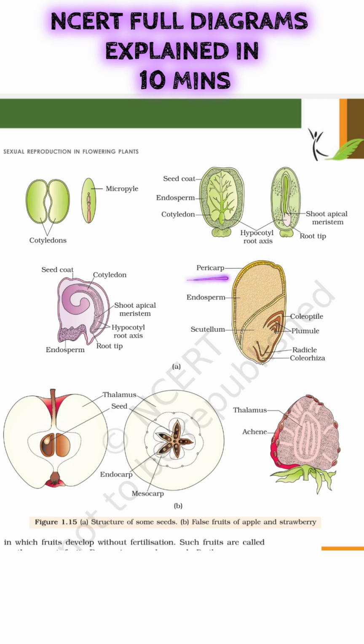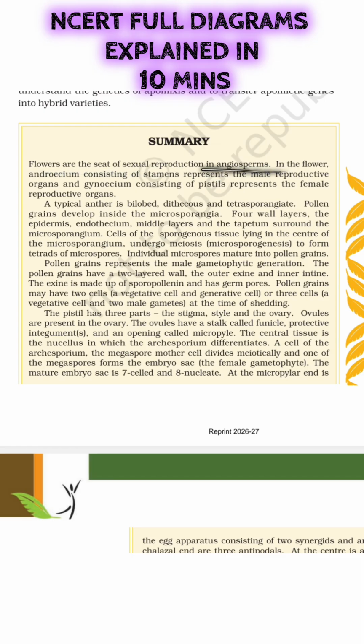Here you can see the pericarp, the endosperm inside, the scutellum here, the coleoptile, the plumule, the radicle, and the coleorhiza. Now you can see false fruits of apple and strawberry. So this is apple. Apple has a seed. It has a thalamus. Now when you talk about the seed, this is the seed, yeah, and you can see the endocarp, the mesocarp. Okay, so all these are there in this case. Now this is the thalamus again. Here is the thalamus, and this is the achene. Okay, the achene.